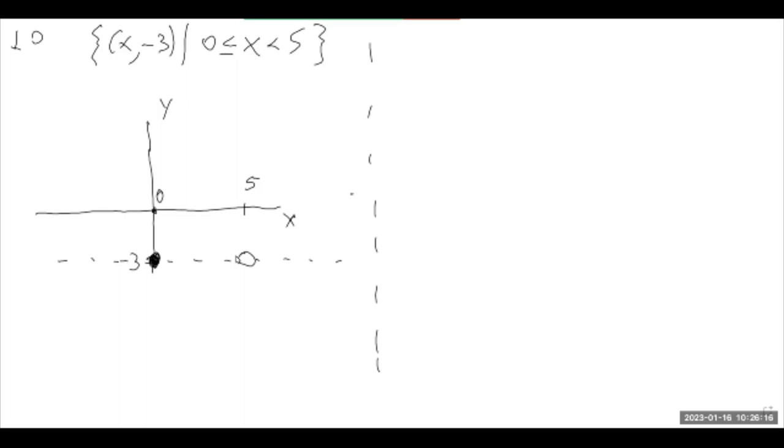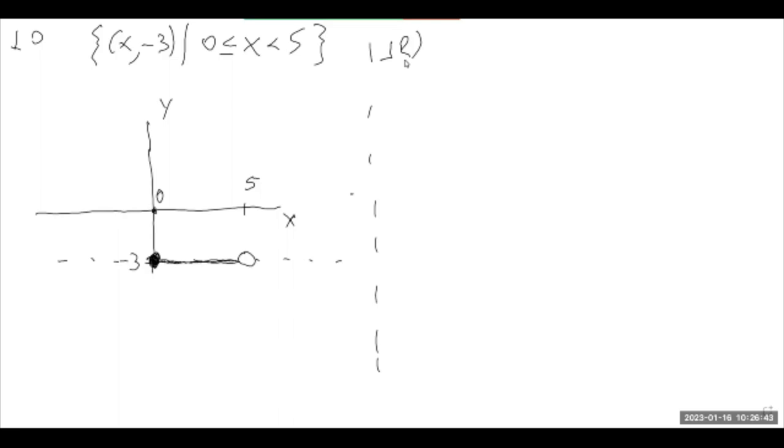Now, we have no restriction between 0 and 5, so we connect them with a solid line to indicate that those points are all included. And that is the graph of the relation (x, -3), where x is restricted between 0, which we include, and 5, which we do not include.